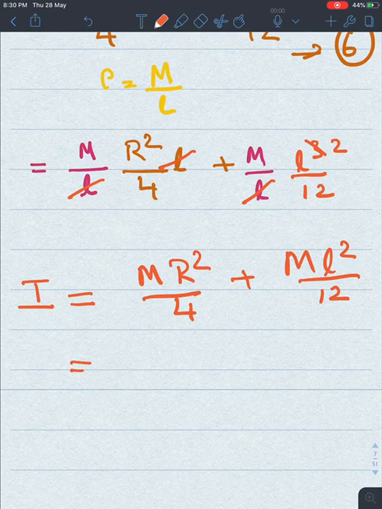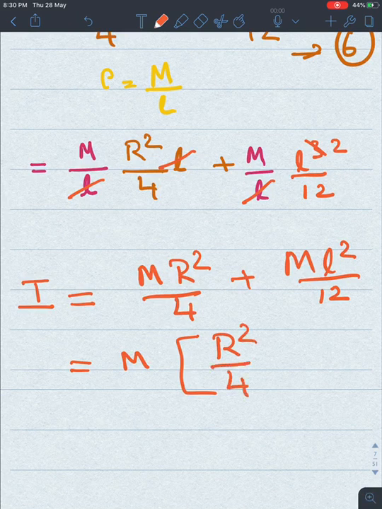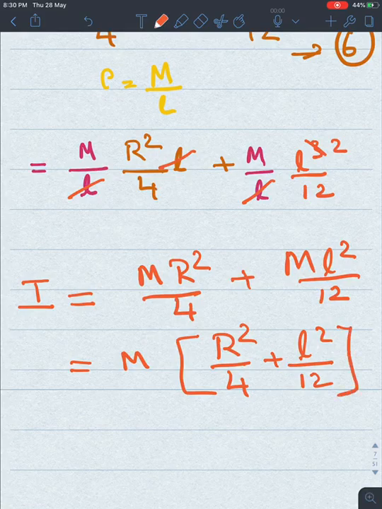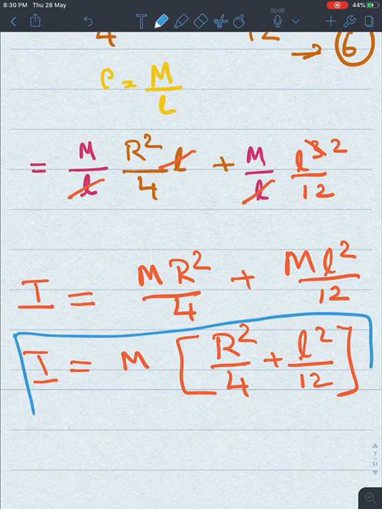So it's a very easy derivation. Just pick m outside, so what remains inside is r square by 4 plus L square by 12. All of you should have understood this. Try to derive it yourself. Thank you.